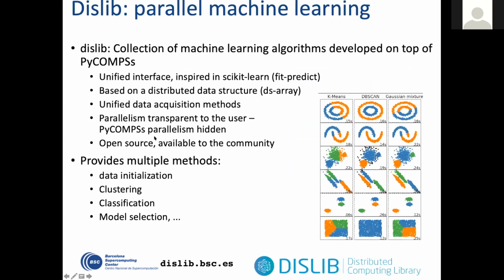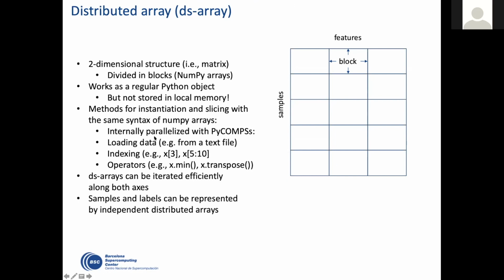For example, we have not all possible operations, but you can have operators like the min or transpose, for example, that are internally parallelized with PyCOMPSs. Also, the DS arrays have another characteristic, that they can be iterated along both axes. The internal code of the dislib uses this a lot in most of the methods. It goes through the different blocks of the DS array using iterators. And then also, the same way that you represent the samples, you can represent the labels using another distributed array.